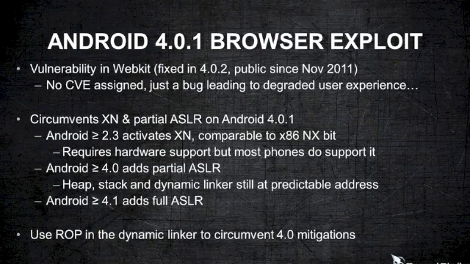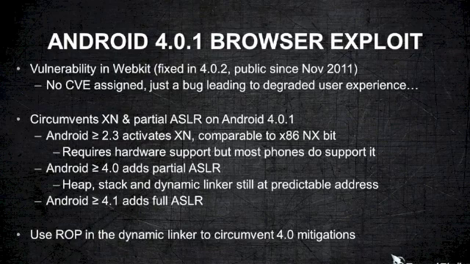Most of the phones actually do have hardware support for this specific bit, but it needs to be turned on. It's opt-in, and before Android 2.3, Android did not activate this feature and therefore was more vulnerable. And then since Android 4.0, they added partial ASLR. ASLR stands for Address Space Layout Randomization.